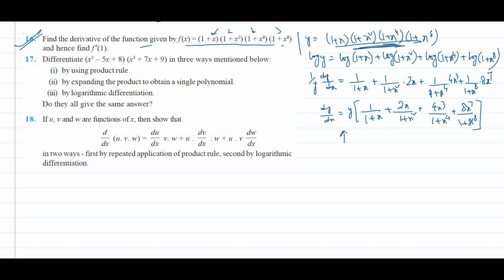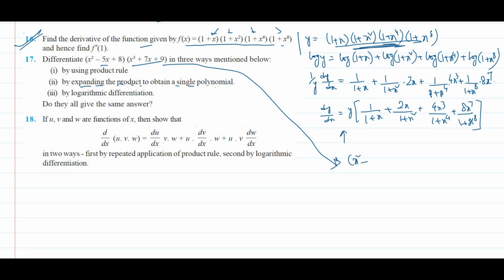We need to differentiate in 3 ways mentioned below. First is using the product rule. Repeat this, you can easily do it with the product rule. By expanding the product to obtain a single polynomial. Yeah, here is going to be 9 expressions in the first case, because we'll be expanding it and there are 3 terms in each of the expression.